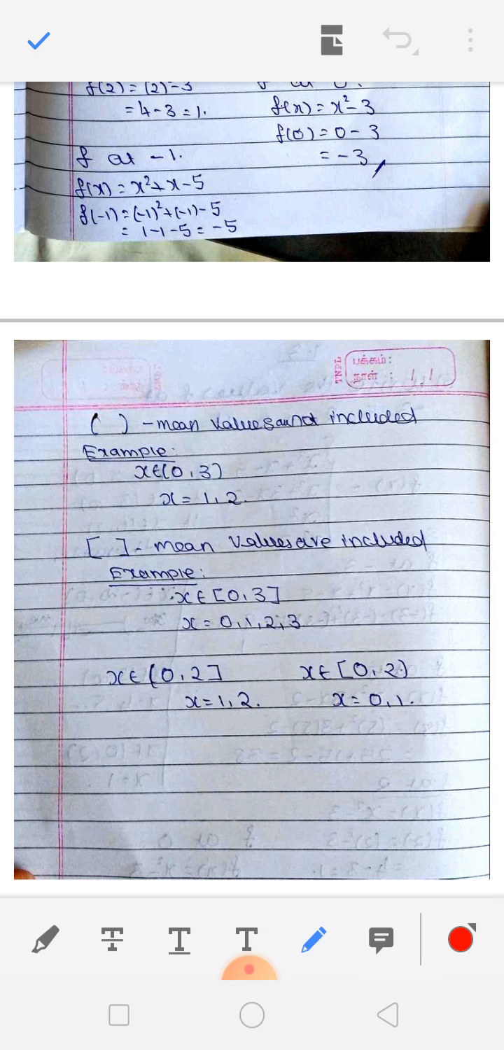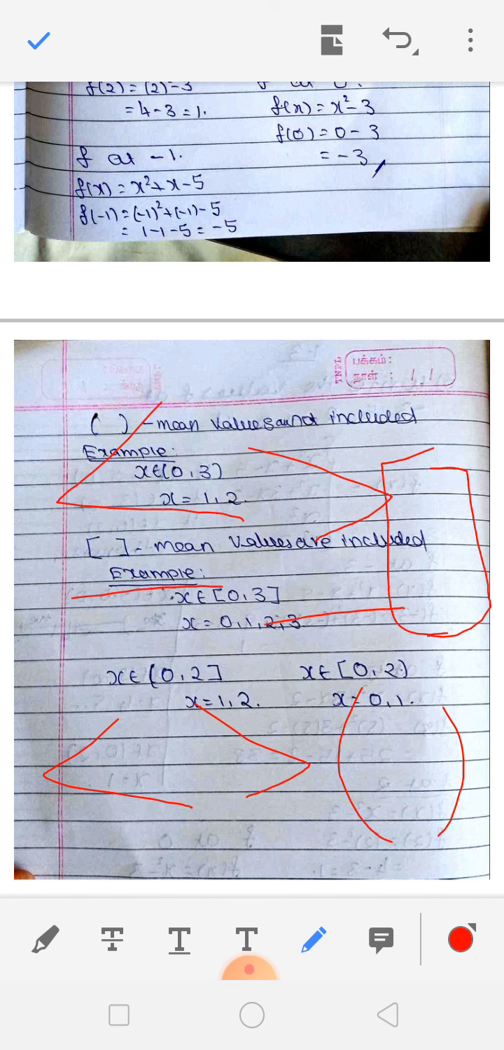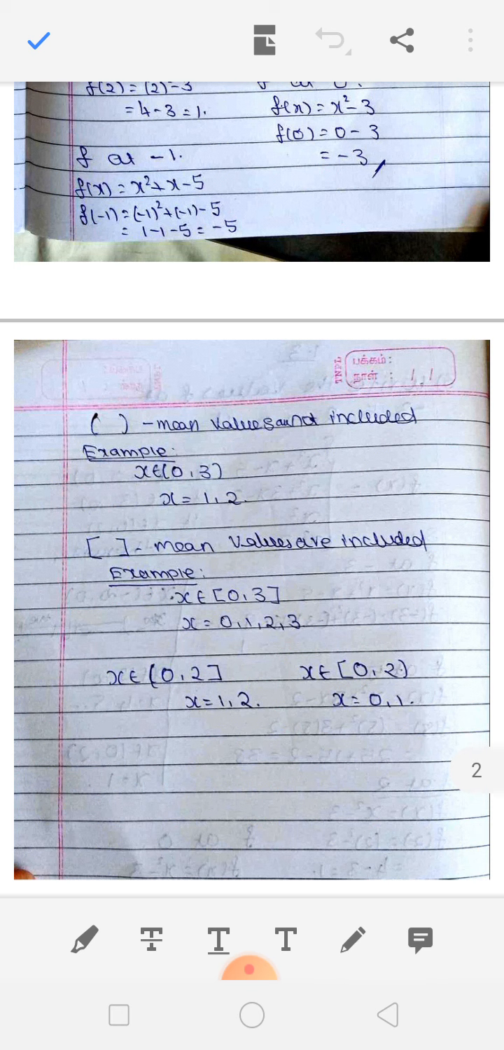And then less than and greater than mean an open bracket. And less than or equal to and greater than or equal to mean a closed bracket.